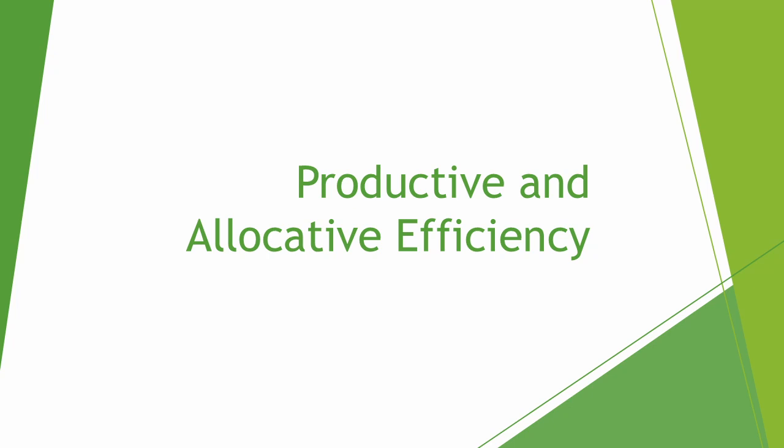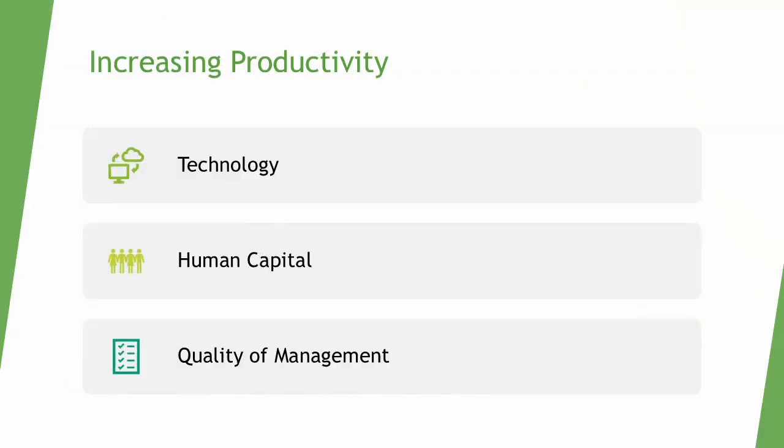Improving technology can increase productivity by enabling firms to produce more output with the same amount of resources. Improving human capital using training and education can increase productivity by increasing workers' skills, efficiency, and adaptability. Improving the quality of management can increase productivity by improving organization, decision-making, and the efficient use of resources.